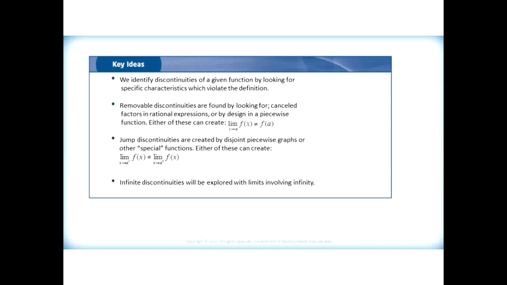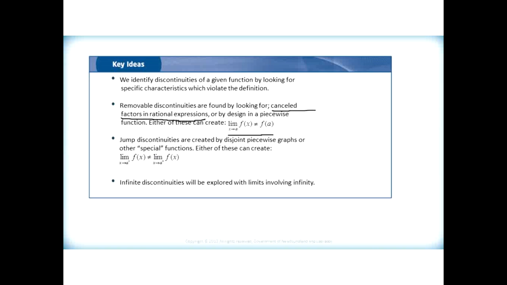So some of the key points we saw, we identified discontinuities of a given function by looking for specific characteristics that violate the definition. So those things, limits left and right, function not existing, or the two not being equal. And removable discontinuities are found by looking for cancel factors. That was the first place that we saw a removable discontinuity, when we get cancel factors in a rational expression or by design. So if we have a piecewise function where a function has been deliberately removed, then we can get that. In either case, the limit exists, but it's not equal to the value of the function.